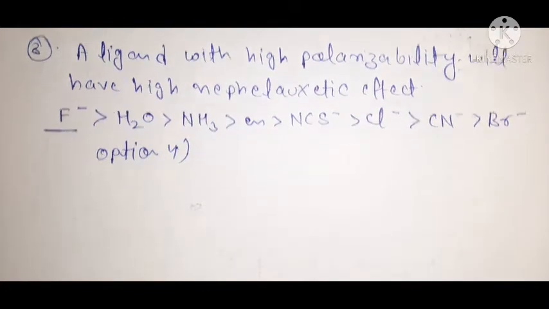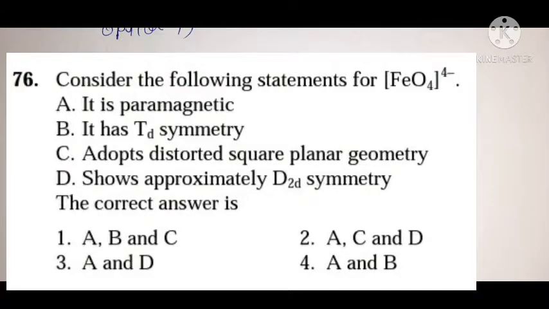Okay, so now we move towards our next question. It says consider the following statements for this complex ion, and we have four statements: it is paramagnetic, it has tetrahedral symmetry, it adopts distorted square planar geometry, and it shows approximately D2d symmetry. We must find which statements are correct, and on the basis of the correct statements you must choose the correct option out of these four options.